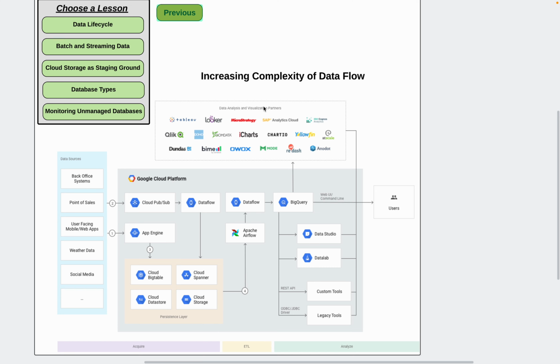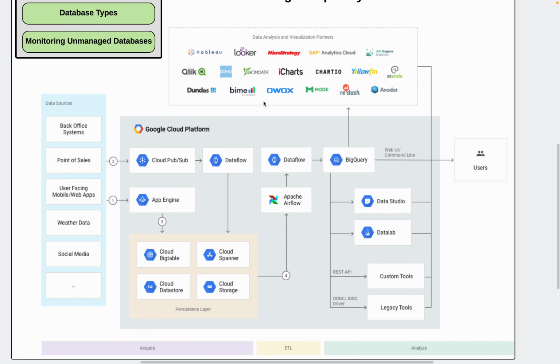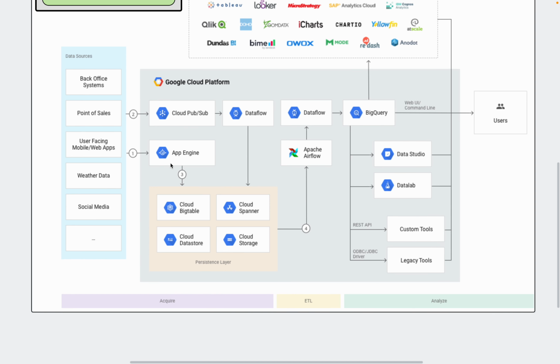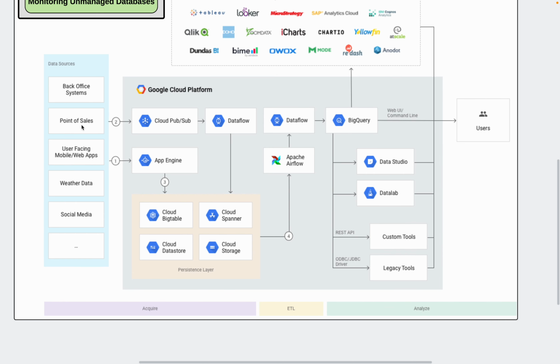So, increasing complexity of data. If you see here, it's quite big and complex, and this is in detail. These are the first bottom layers: acquire, ETL, and analyze. These are the data sources. Sources can be offline data systems, point of sale where you can buy something, user-facing mobile apps and web apps, weather data, social data, and there are many more things.